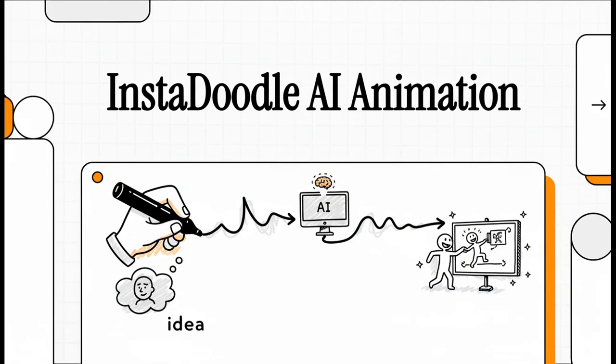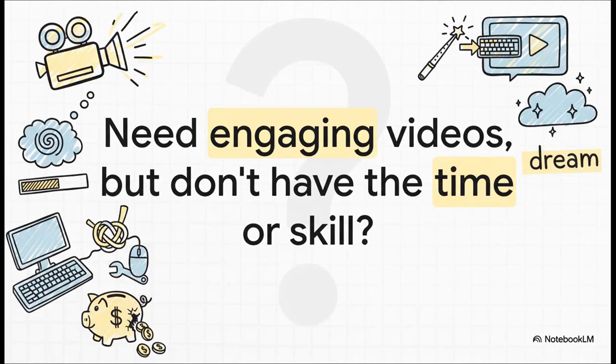What if you could take a simple block of text and, with a little help from AI, turn it into a full-blown animated whiteboard video? Well, today we're diving into a tool called InstaDoodle that claims to do exactly that. We're going to break down what it is, how it works, and figure out if it's really the right choice for you. So let's start with a problem I think we can all relate to.